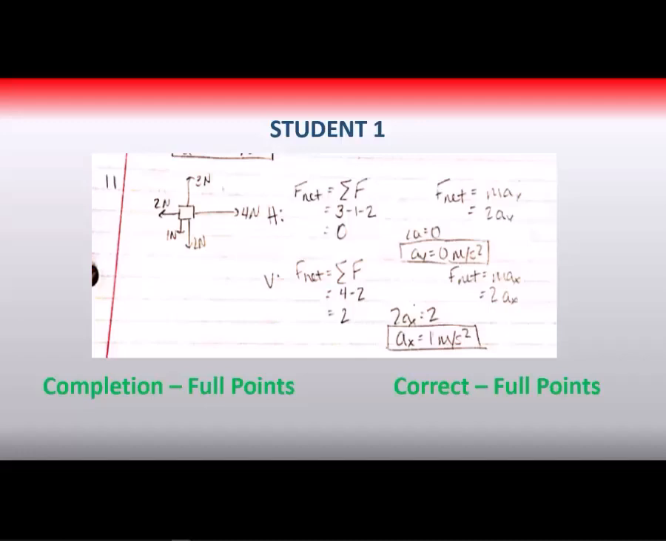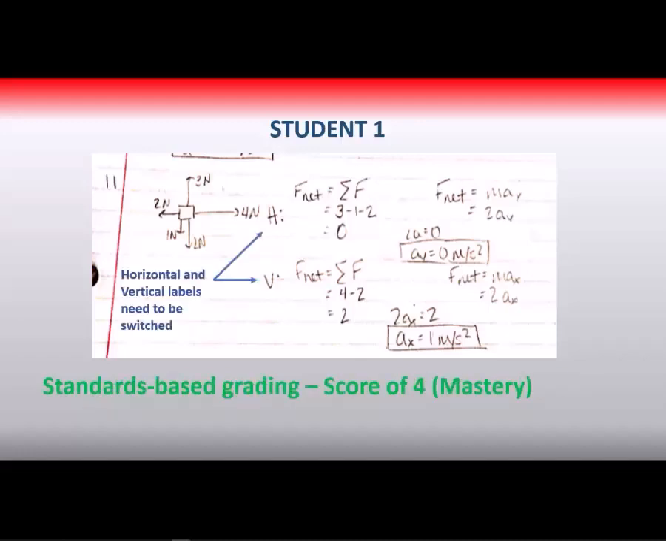If I was grading them on correctness, they also would have gotten full points because both of their answers are correct. However, if I'd been grading this on standards-based grading, a closer look reveals that the student switched the horizontal and vertical solutions, and I would provide that feedback on their paper.